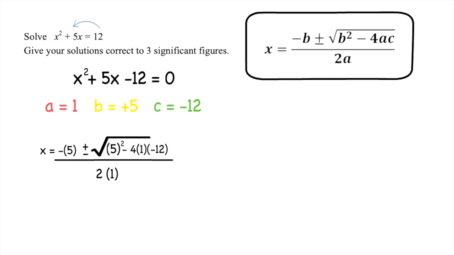The next thing I'm going to do is start to simplify. Make sure to do this in stages because it's really easy to make a mistake. I'm going to change the 5 squared, which is 25, and I'm going to change the number afterwards. So a minus 4 times 1 times minus 12 will be positive 48. Then on the bottom, 2 times 1 is 2. Next, I'm going to simplify that further by adding the 25 and the 48 to make 73.